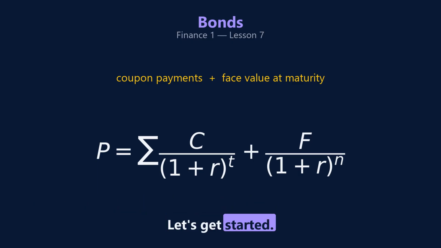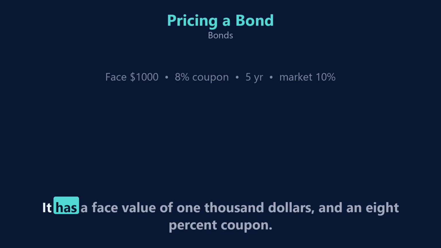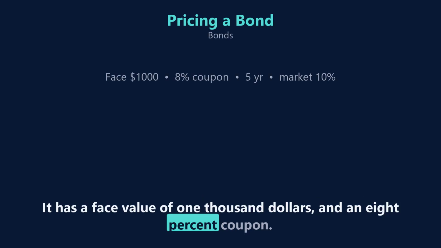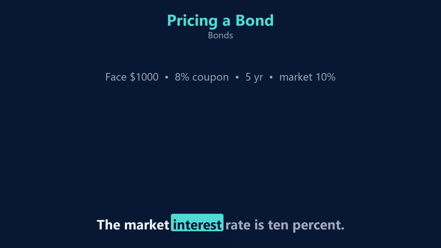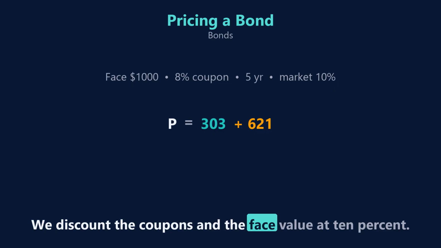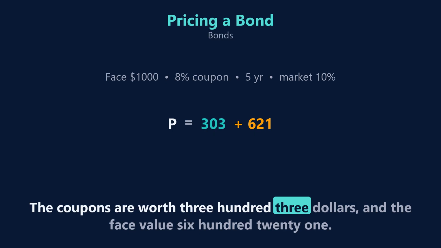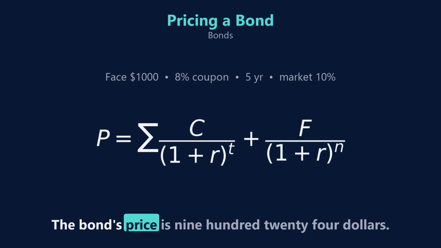Let's get started. Let's price a bond step by step. It has a face value of $1,000 and an 8% coupon. So it pays $80 a year for 5 years. The market interest rate is 10%. We discount the coupons and the face value at 10%. The coupons are worth $303 and the face value $621. The bond's price is $924.